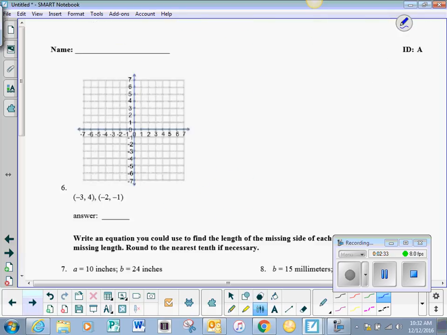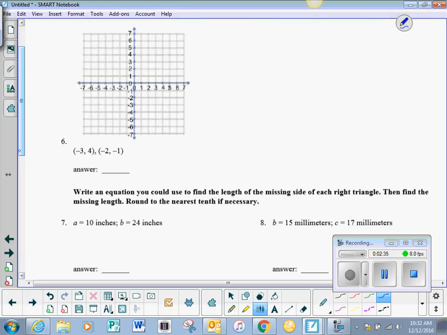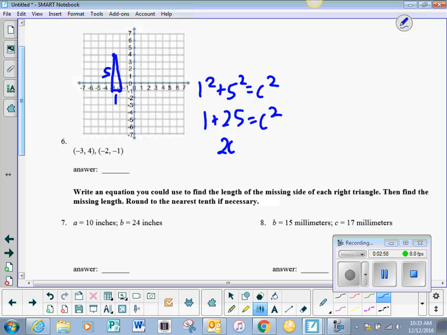Next page. Number 6, we had to graph negative 3, 4. We had to graph negative 2, negative 1. And then we had to make a right triangle to figure out how far apart they are. This is 1 unit. This is 5 units. So 1 squared plus 5 squared is C squared, because we're finding the hypotenuse. So 1 plus 25 is C squared. So 26 is C squared. So C is the square root of 26, which is 5.1, I believe. It is. You are correct.